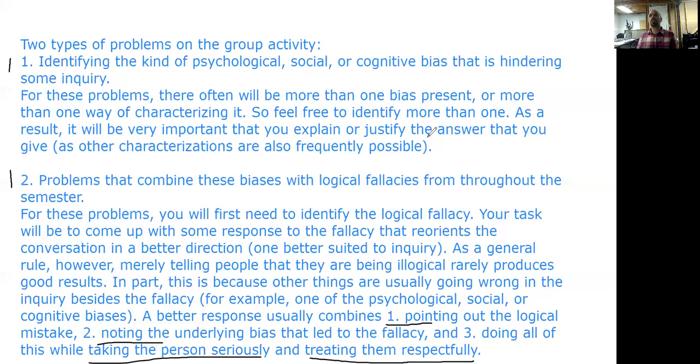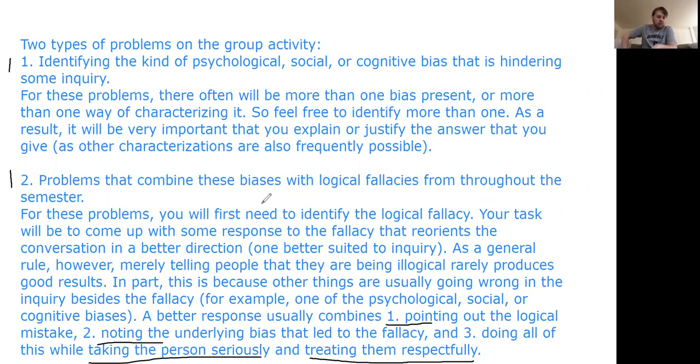But I also want you to do more than that. I want you to try to reorient the conversation in a better direction, come up with some sort of response that addresses the fallacy and gets the inquiry back on track. But as a general rule, you probably have experience with this, right? Just telling people that they're wrong is rarely the most productive way of doing this, rarely going to produce good results.